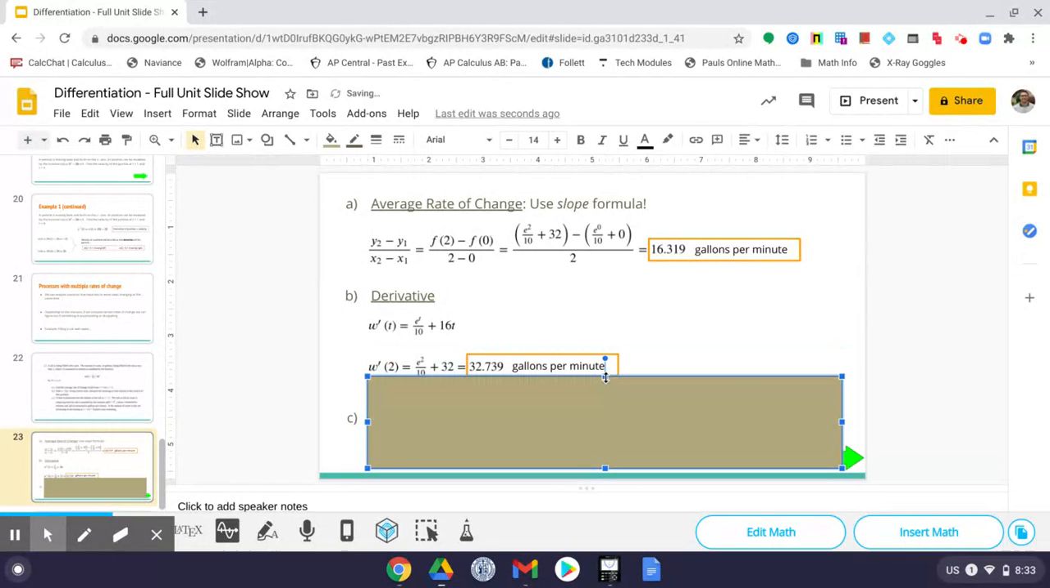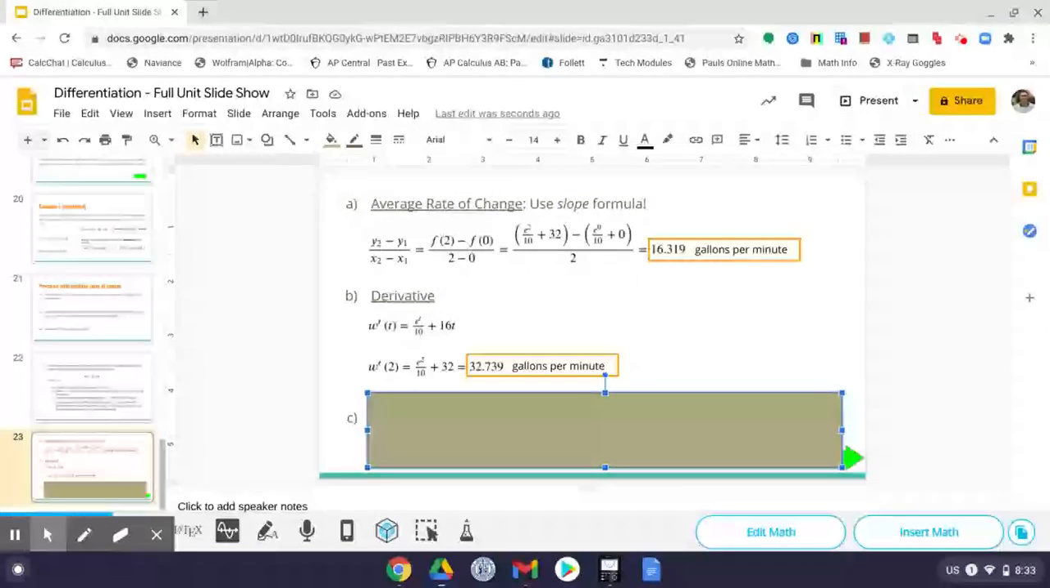We want to actually plug in 2. If I plug in 2, I get e squared over 10 plus 32. Again, using your calculator, you get 32.739 gallons per minute. The interpretation here is that at t equals 2, the tub is filling with water at a rate of 32.739 gallons per minute. So it's being filled at a rate of 32.739 gallons per minute, and there are our units as well.